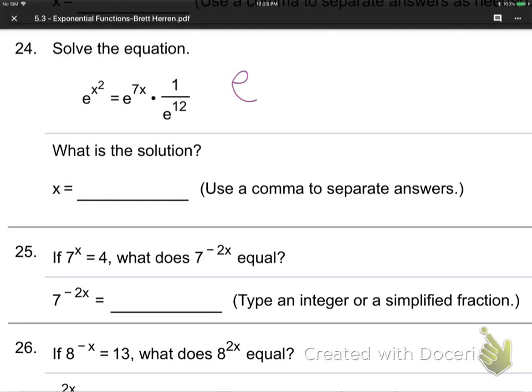It's the big one. So, e to the x squared equals e to the 7x times 1 over e to the 12. All right, well, the base is clearly e, so we want to just make it one e on the left, one e on the right. So can you do that? So try that. Make it one e on each side.